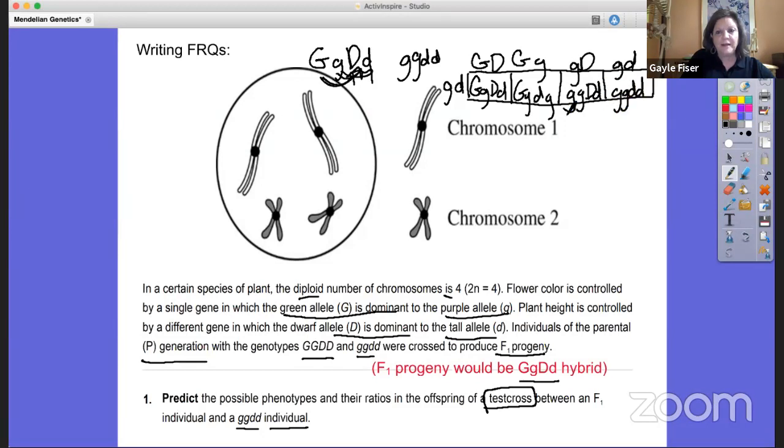I think I did that right. So we end up with green and tall, green and not tall, purple and tall, and purple and not tall. Now we have one of each. So we have a 1 to 1 to 1 to 1 ratio. So when you have a dihybrid and you're test crossing it, this is always going to be your ratio.